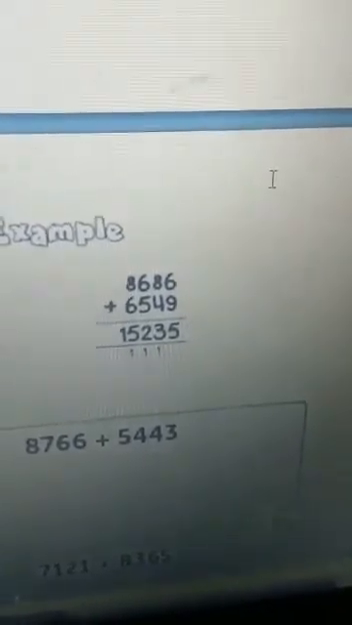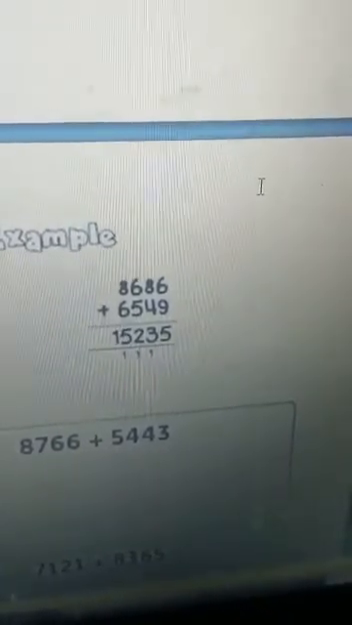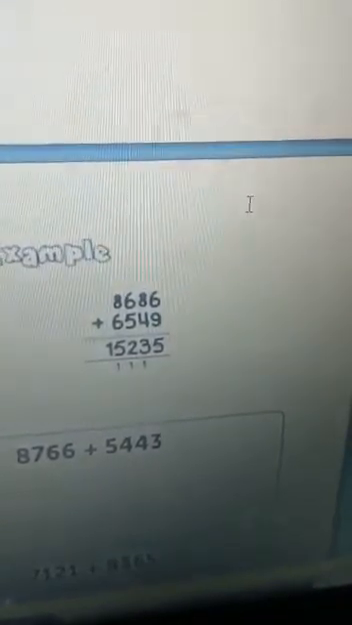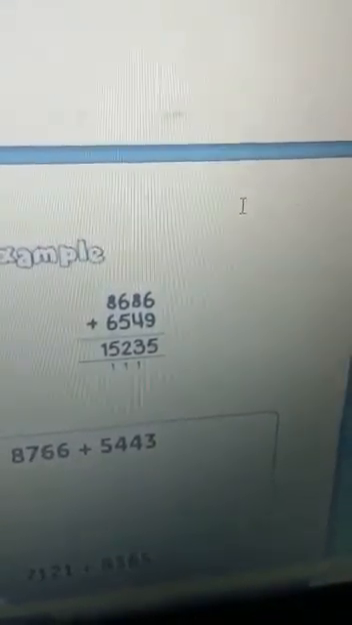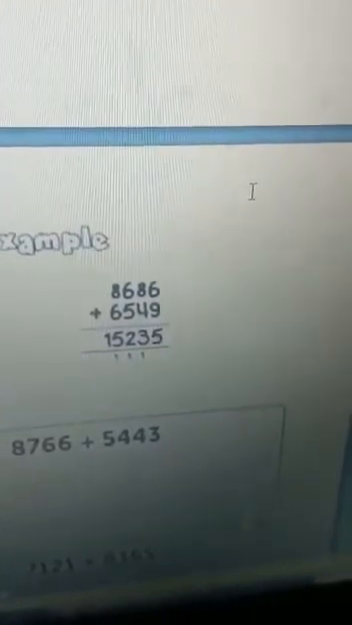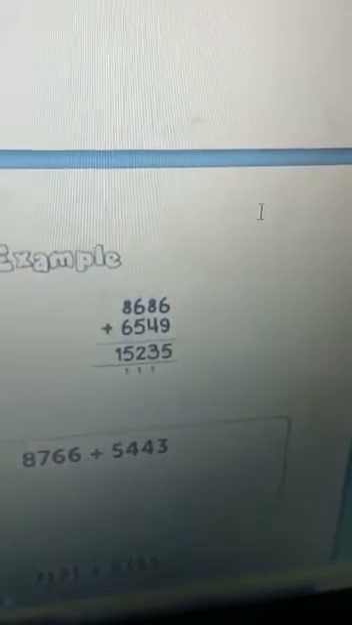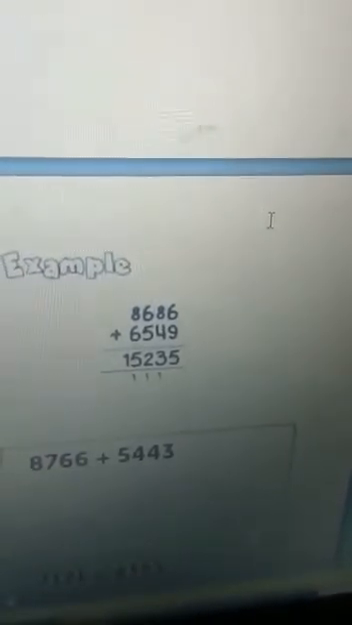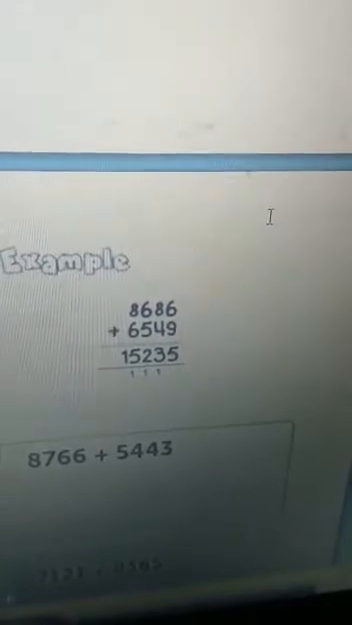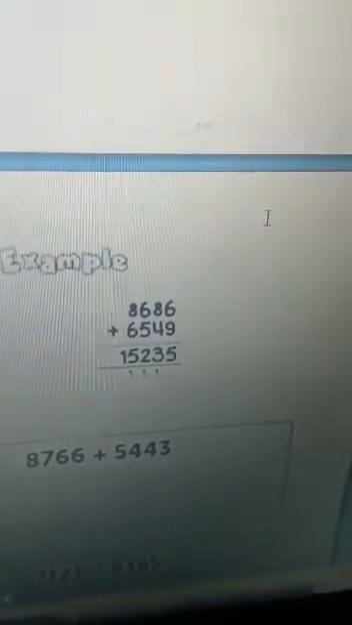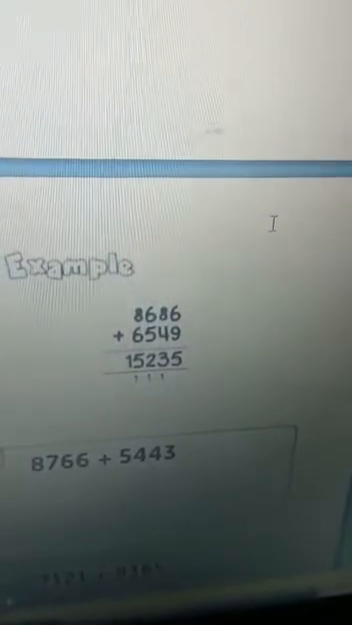So for this example, 8,686 plus 6,549. Add the 9 and the 6 ones makes 15. 5 goes down in the units, the 1 gets carried across. 8 tens, 4 tens and 1 ten makes 13 tens. Put the 3 down in the tens, carry the 100 over to the hundreds.